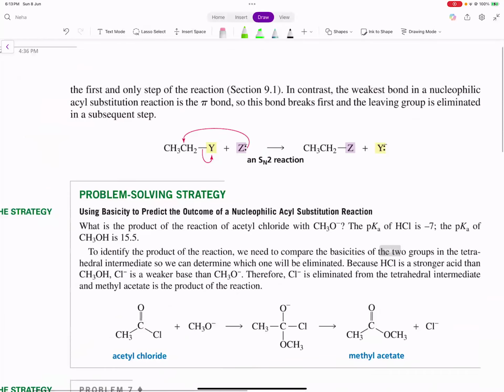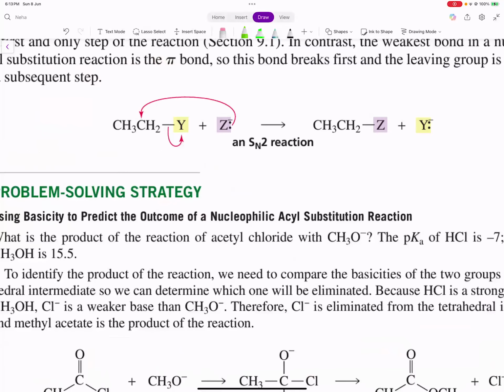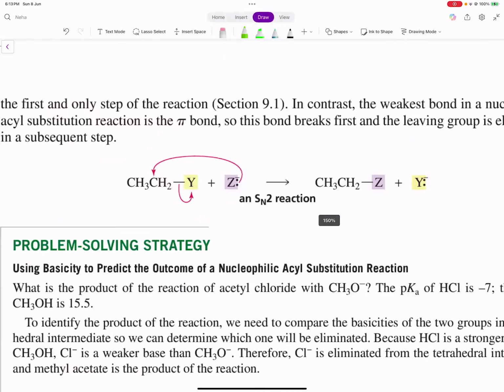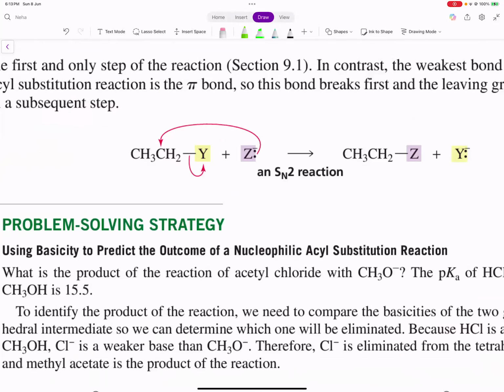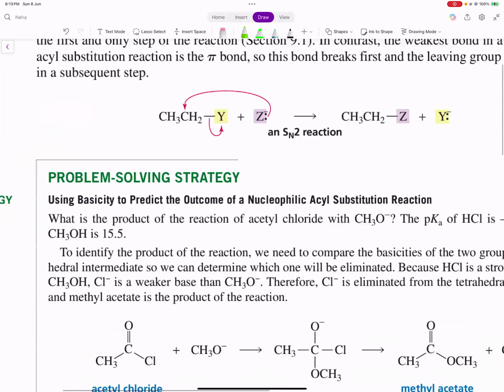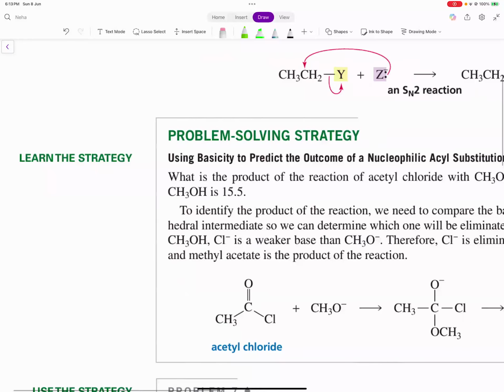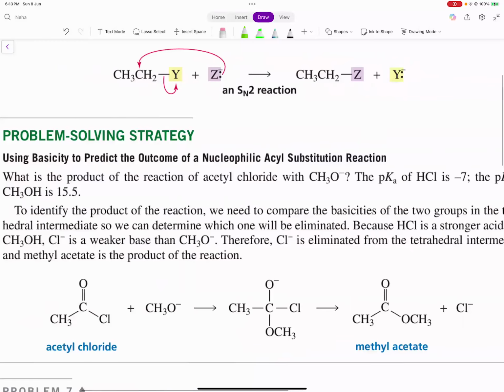This is an SN2 reaction, right? So this is a concerted process. Everything is occurring at the same time. As Z minus comes, bond making and bond breaking are simultaneous in an SN2 reaction. But here, what is happening? Addition and elimination is occurring. That is all.